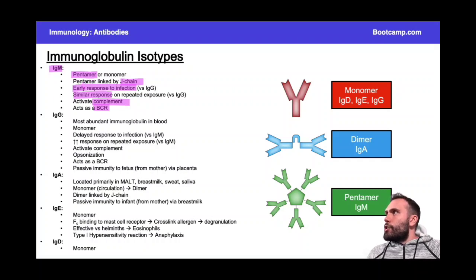Let's transition over to IgG now. So IgG is the most abundant immunoglobulin in the blood that's particularly high yield. Also remember, this is now a monomer. Okay, so we're talking about monomeric structure generally versus the pentameric structure typically of IgM.